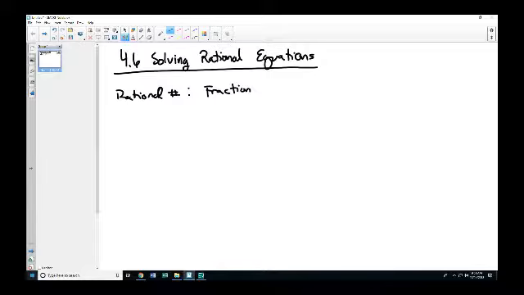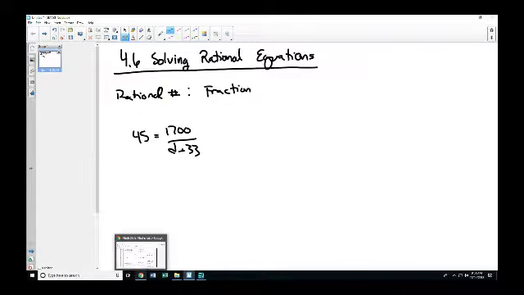So something like, how would you solve an equation like this? That's a rational equation of the most basic kind.